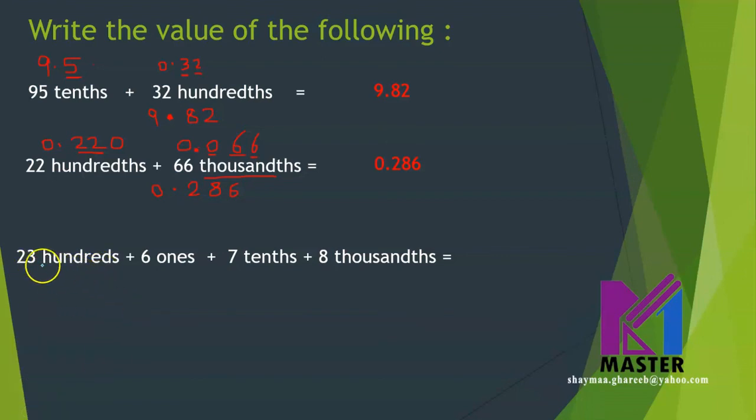Now look at this example. 23 hundredths. So 23 hundredths is number 2, 3, and 0, 0. 6 ones, which means number 6. 7 tenths means 0.7. 8 thousandths means 0.008.